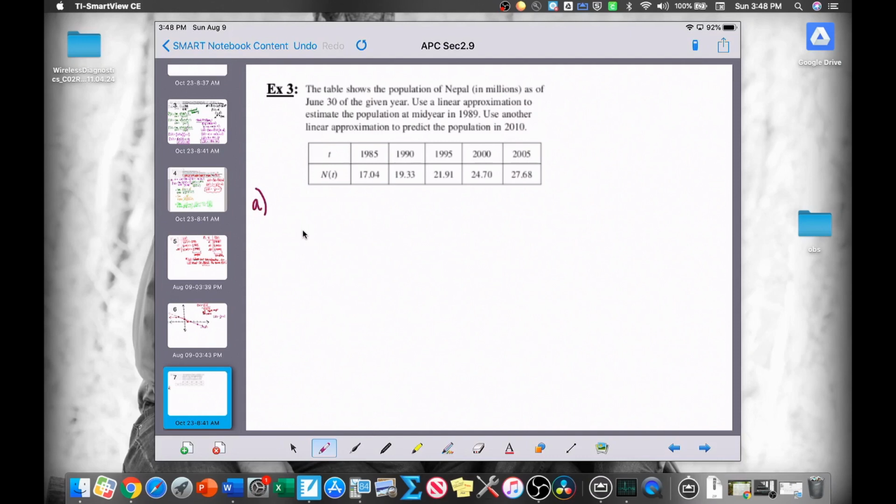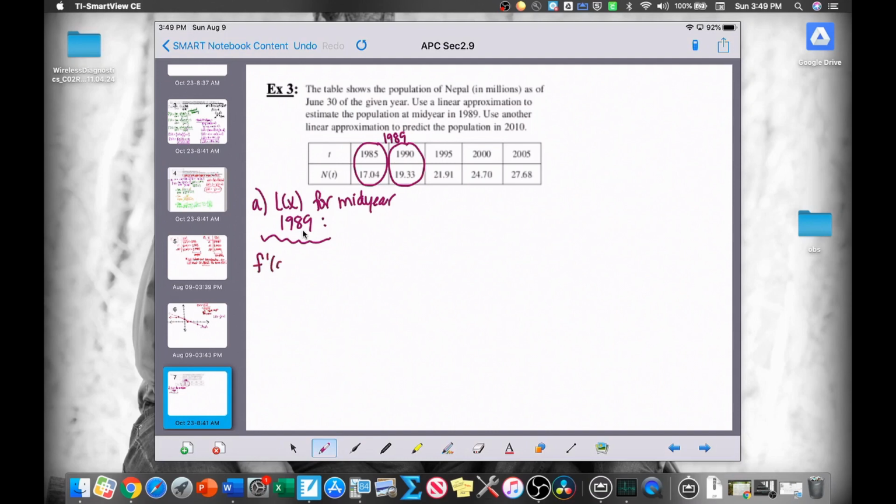So for part A, I will say that we want to find a linear approximation for mid-year 1989. All right, so all we have to work with is a table of points. That's it, that's all we have. So that is the best information we have to work with. Well, mid-year 1989 lives between these 2 data points, between 1985 and 1990. So it makes sense that these are the 2 data points that we use to find our linear approximation. Those are the 2 closest ordered pairs to the value that we are trying to approximate.